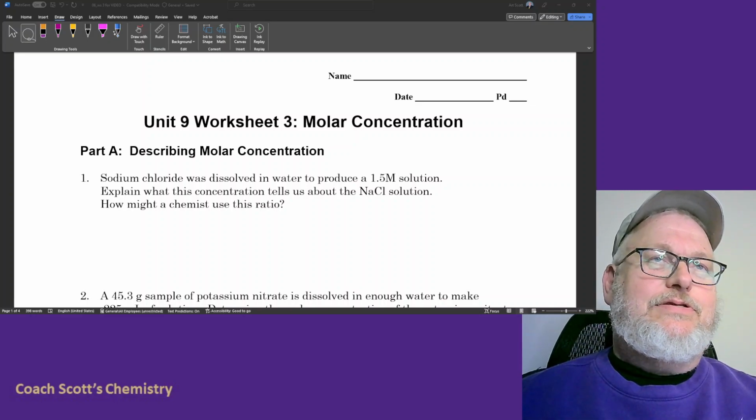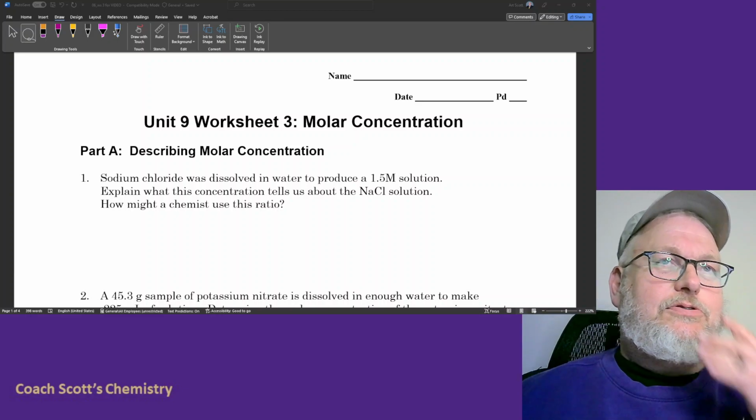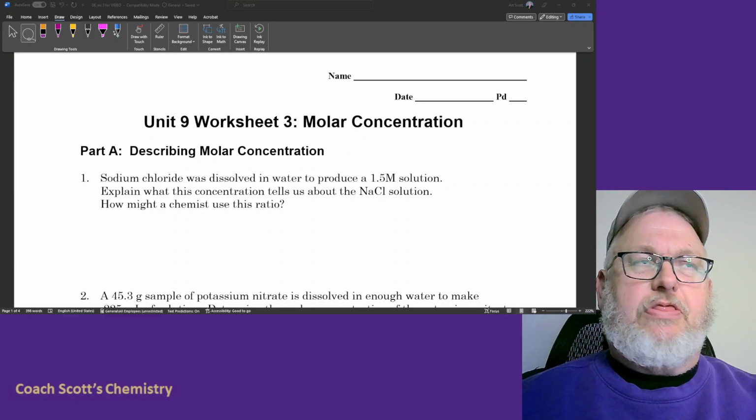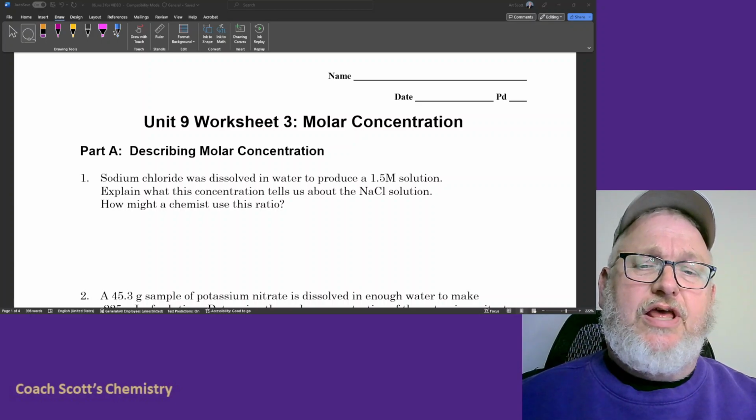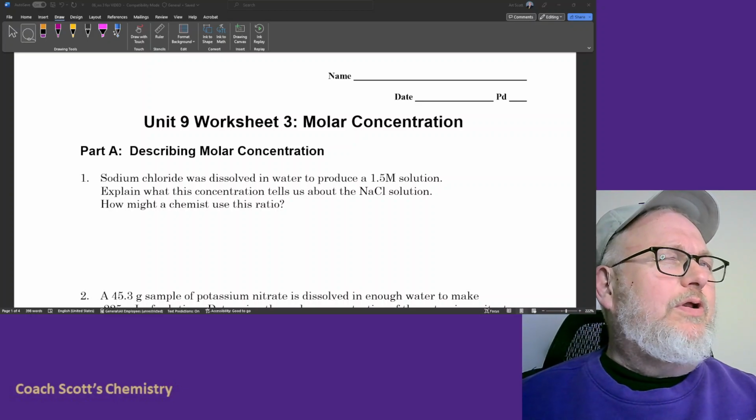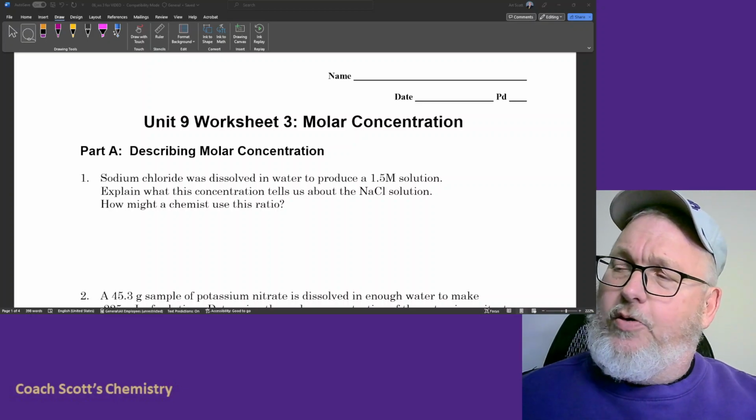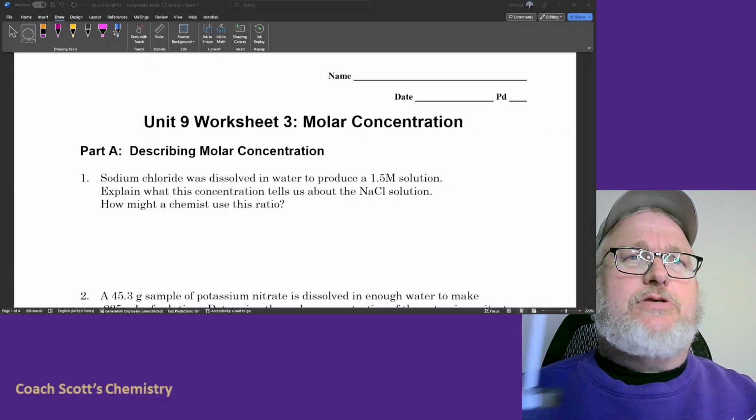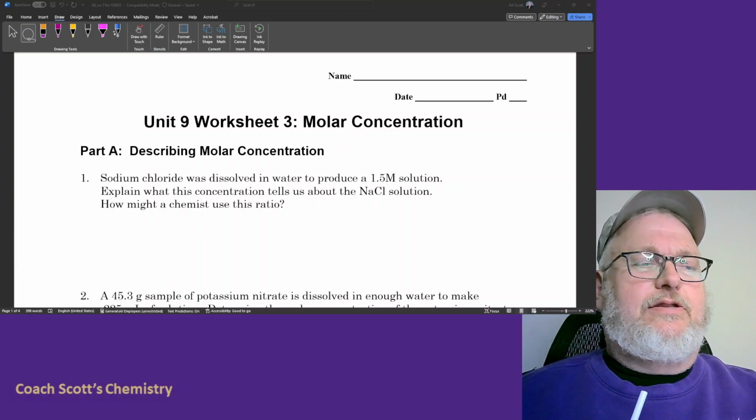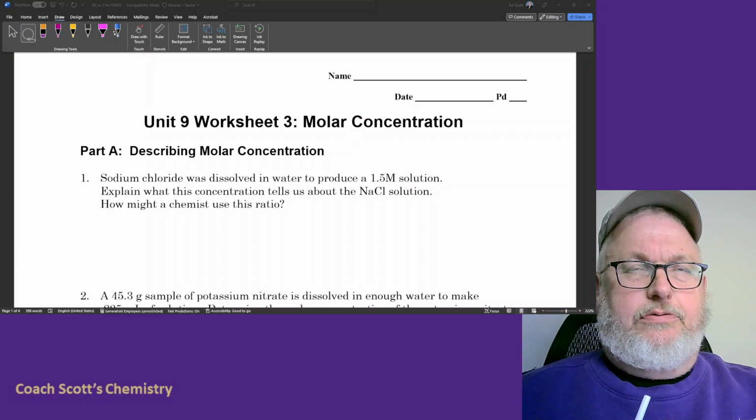All right, so let's look at these today. This is our Unit 9 Worksheet 3, Molar Concentration, and this is a very important concept. It's something we as chemists use to measure how much stuff is in how much liquid, how much solution. We call it molarity.